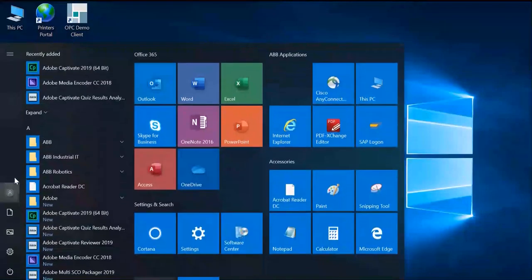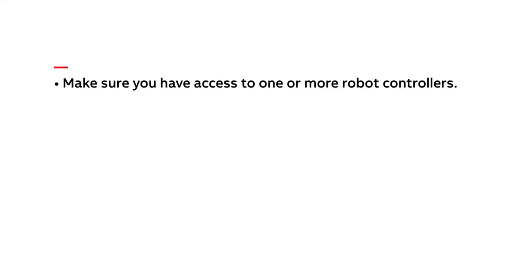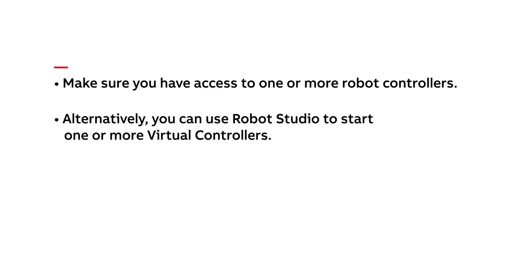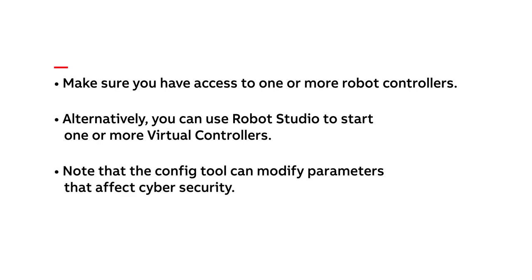The next step is to use the IRC5 OPC UA Server Config Tool to configure which robot controllers to communicate with. Make sure you have access to one or more robot controllers on the same subnet that the server is connected to. Alternatively, you can use RobotStudio to start one or more virtual controllers.